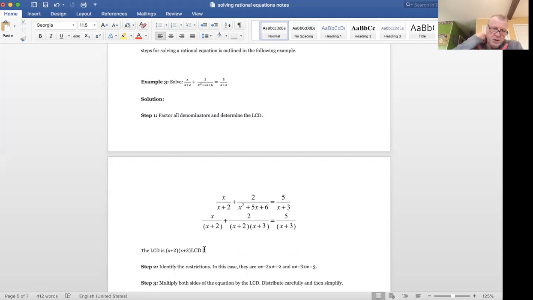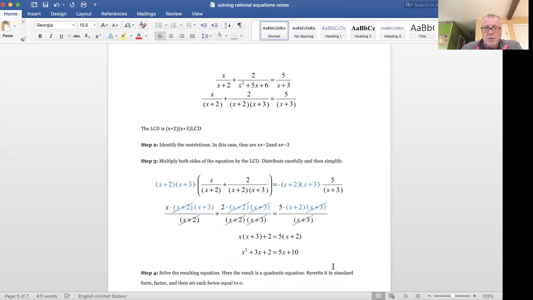That also ends up being the lowest common denominator, x plus 2 times the quantity x plus 3. Our restrictions: x cannot equal minus 2, and x cannot equal minus 3. So we're going to multiply both sides by the quantity x plus 2 times the quantity x plus 3.